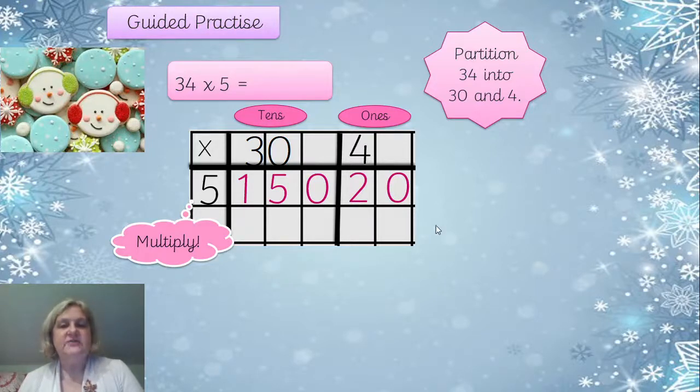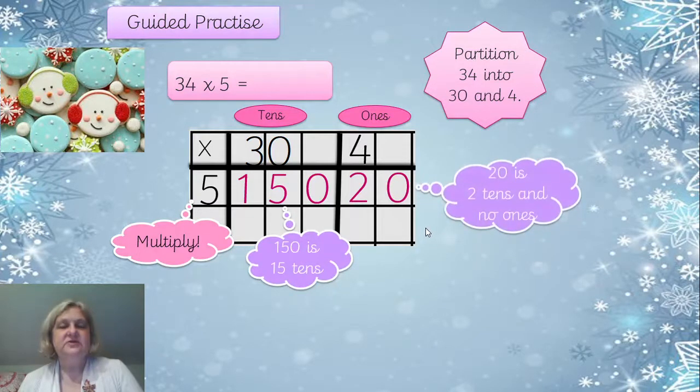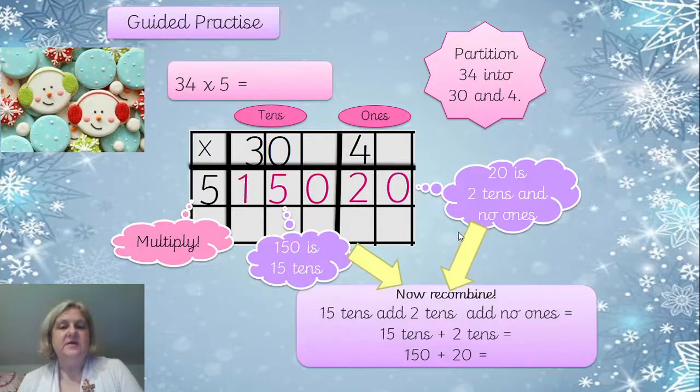150, add 20, well, that's 15 tens and 2 tens with no ones, and I recombine that. 15 tens, add 2 tens is 17 tens, or 150 add 20 is 170. And that's my final answer. Could have put in 170 in here actually, or 17 tens in there.